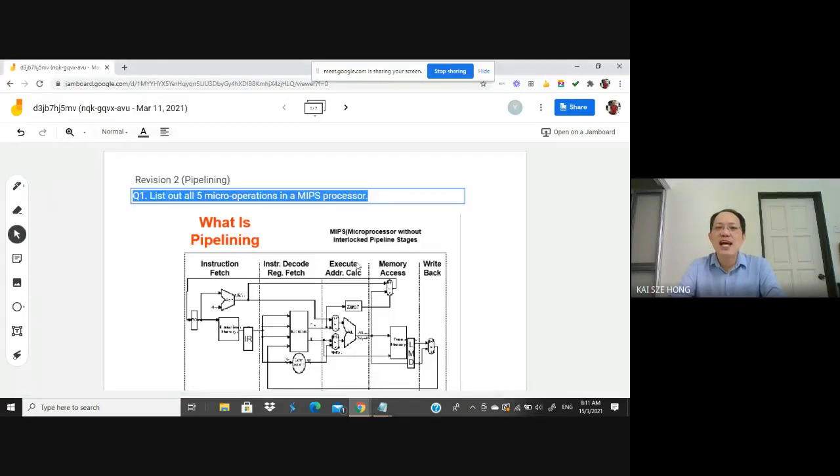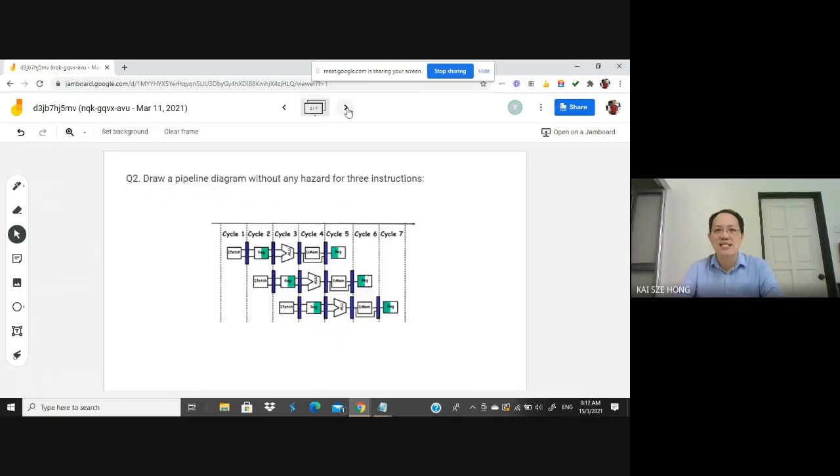Yeah, this will be the answer. List out all five micro operations. We have instruction fetch, instruction decode, register fetch, execute, address calculation, memory access, and also write back. So these are the five stages. Let's go to the next question.